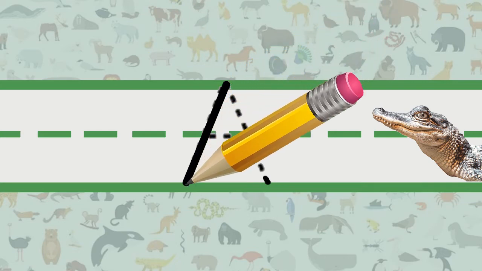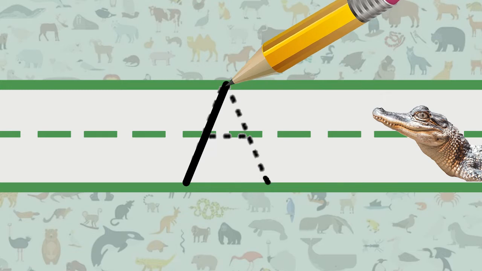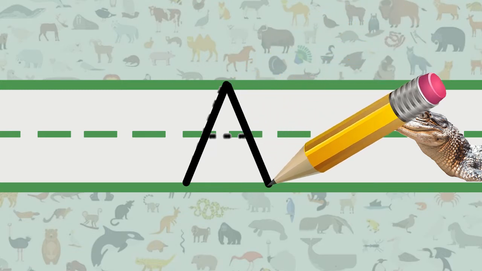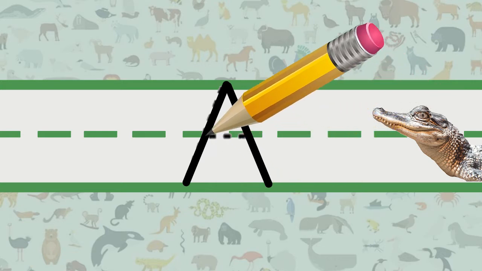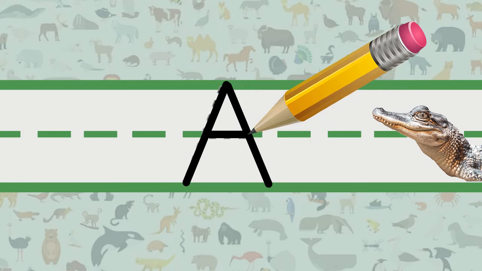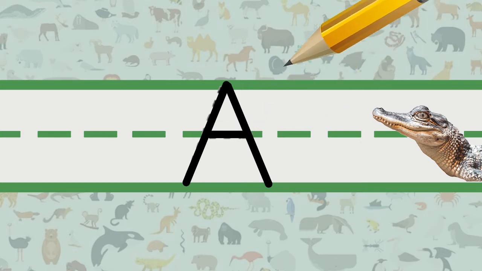to the bottom, then go back to the top and draw another diagonal line down to the bottom. Then go to the middle and draw a straight line from left to right. Good job! Let's do that again.